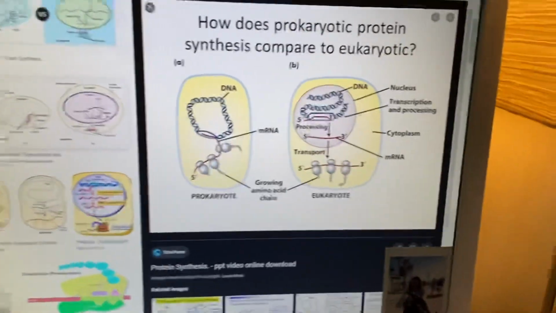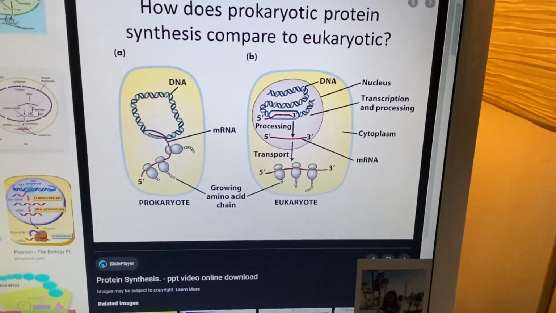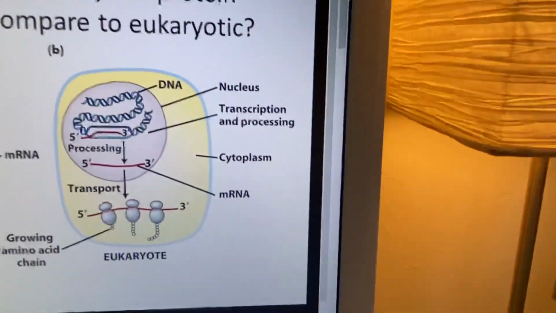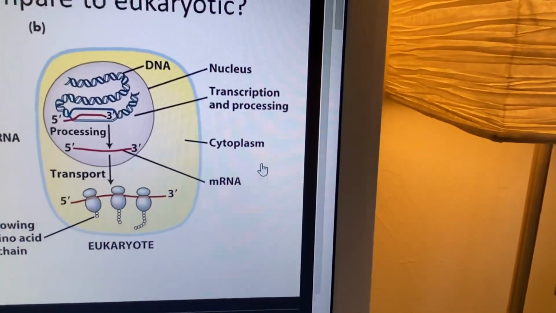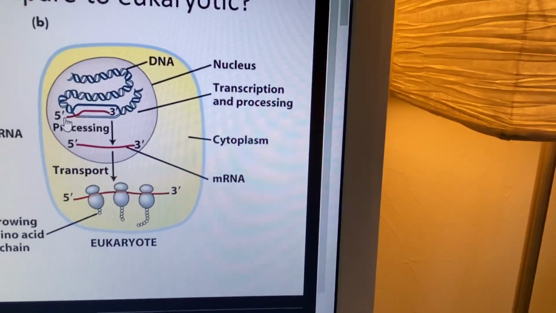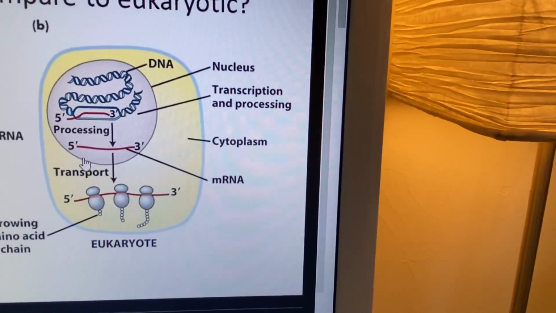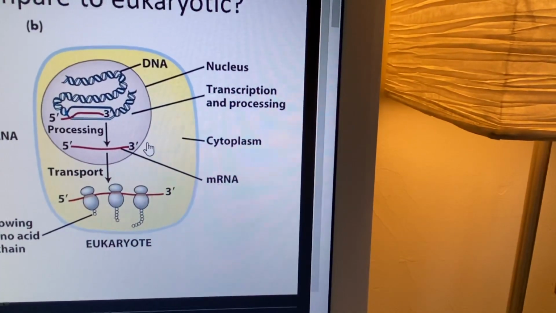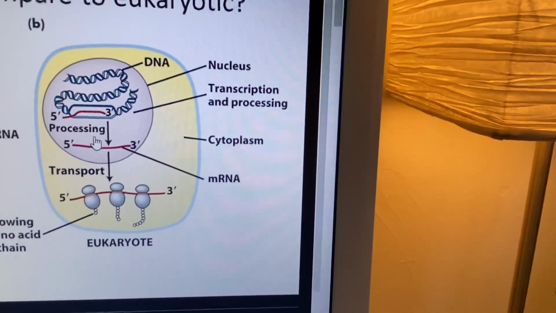Okay, so I wanted to show you this because there's a few things here. So first here, this is what we just went over. Here we have our DNA. This is transcription. We're growing our RNA. We've processed it. Here's our mature mRNA. It'll travel outside the nucleus.